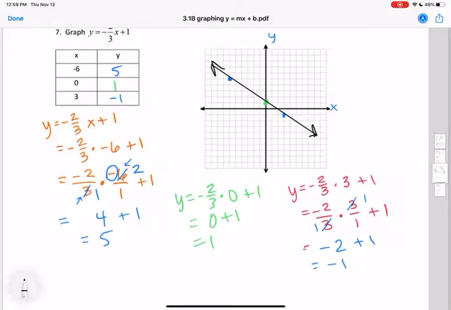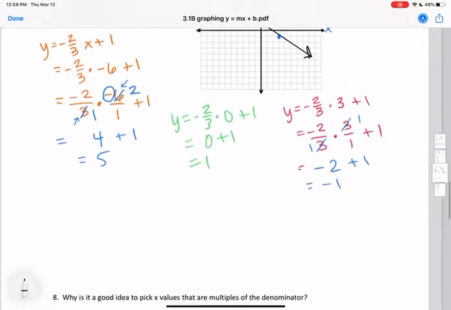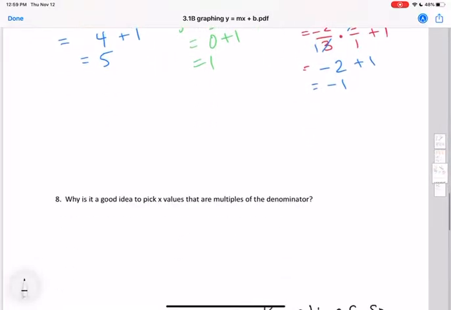So what if somebody wanted to pick, just say, 4? If they wanted to plug in 4, let me rewrite this. So y equals negative 2/3. What if they want to put a 4 right here? So 4 over 1. Would that be okay? They get negative 8 over 3 plus 1. I mean, you can do that, right? You're going to get a fraction. I'm not really liking plotting the fractions. It's just a big mess.